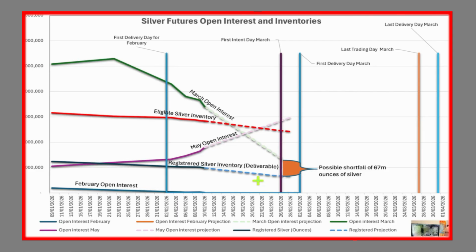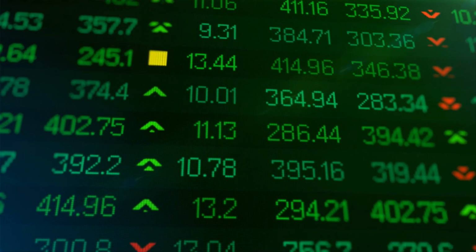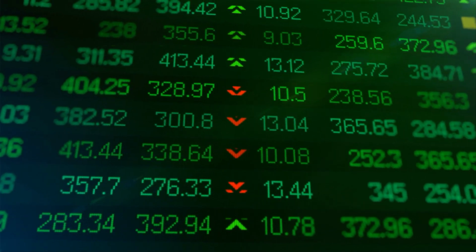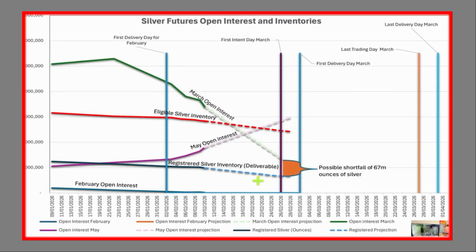I will keep people posted as we get nearer the month, because as we get nearer to the 26th, 27th of February, we will know for sure if there are still longs out there which exceed the total supply of silver in the registered category. And if that's the case, you could expect another almighty squeeze upwards in the silver price. But I don't know that's going to happen. I'm not forecasting it to happen. I think it won't, because I think people are more cautious than that.